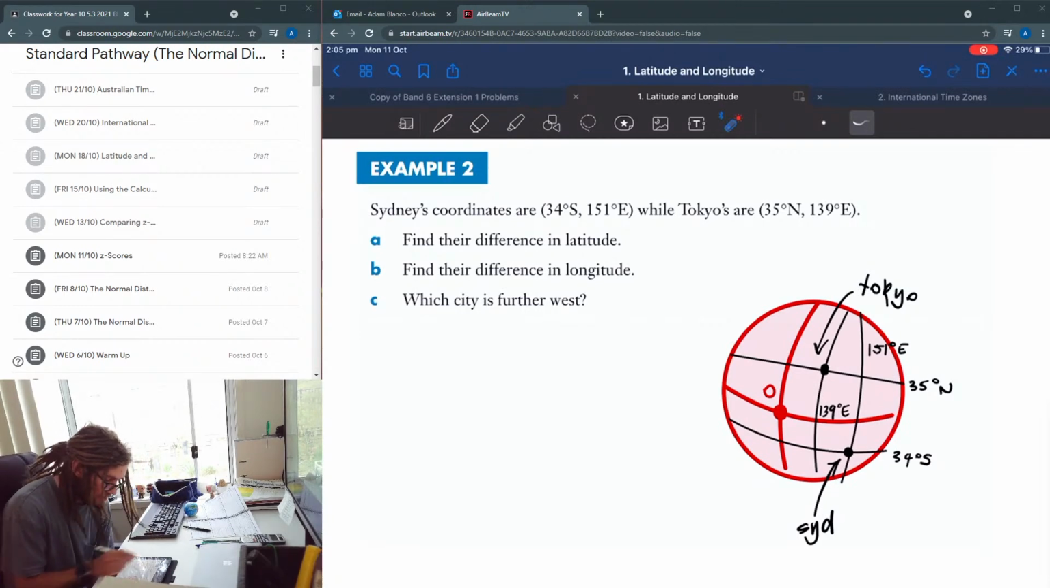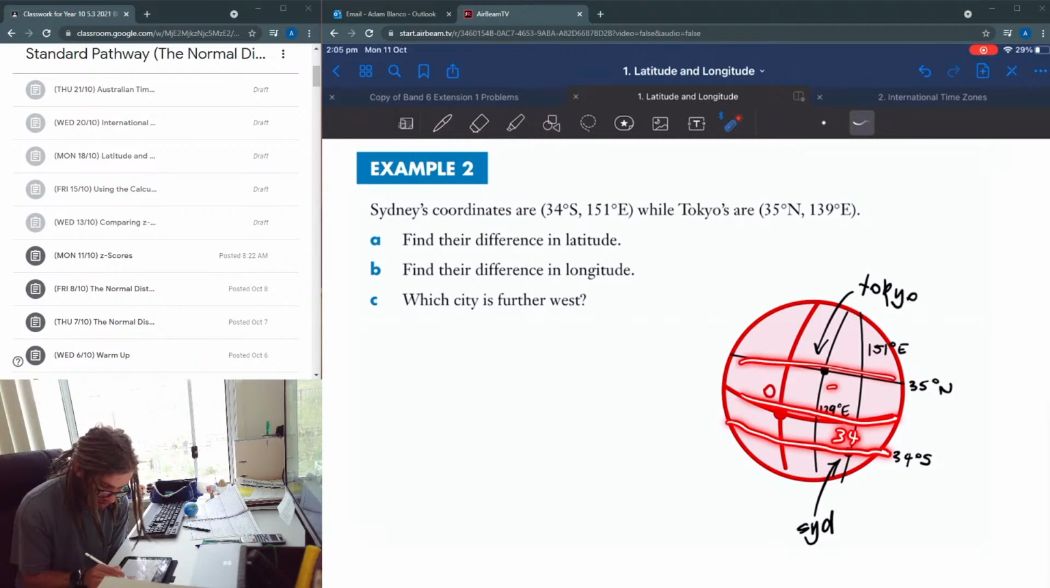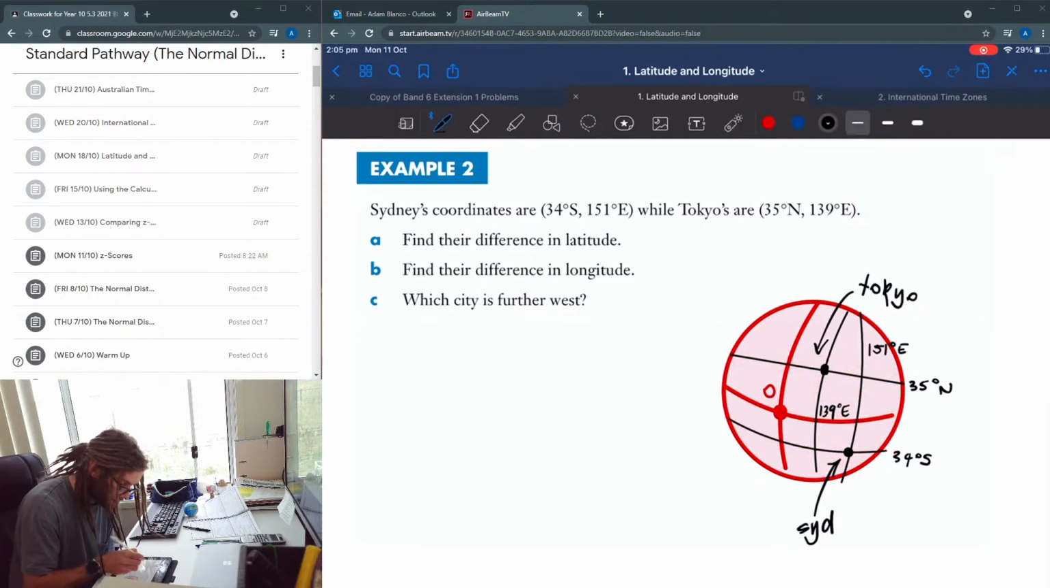Okay, so the difference in their latitude. Lat is flat, so that's these. The difference is just the difference between them. For 34 degrees south, I've got to get to 34 to get to 0, and then here is 35. So what's this difference? For A, it's going to be 35 plus 34, which is 69 degrees.